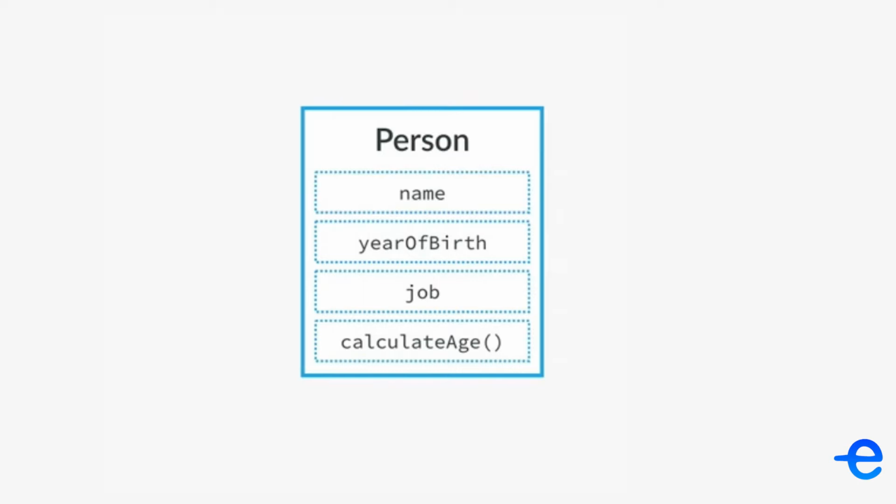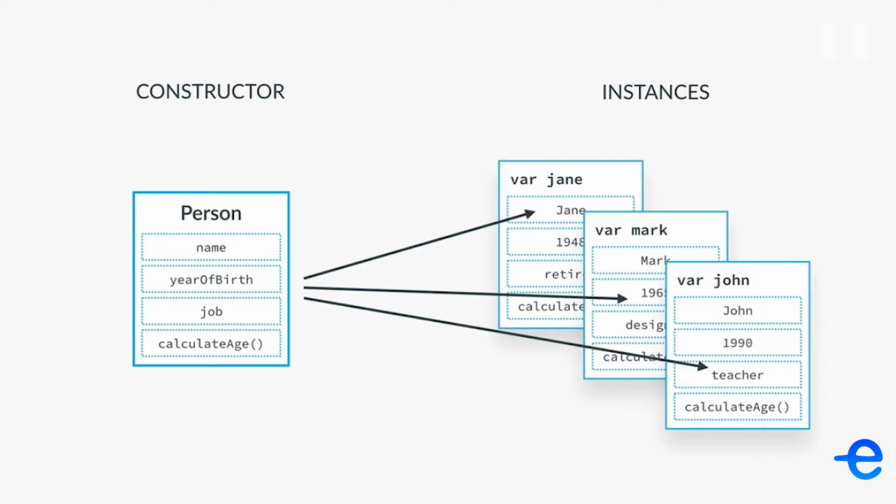To solve this problem, what we need is a way to generate the same object for different values. We can create a function which takes the values and returns new objects. Basically, this function acts as a blueprint for the objects. In other programming languages, it would be called classes.